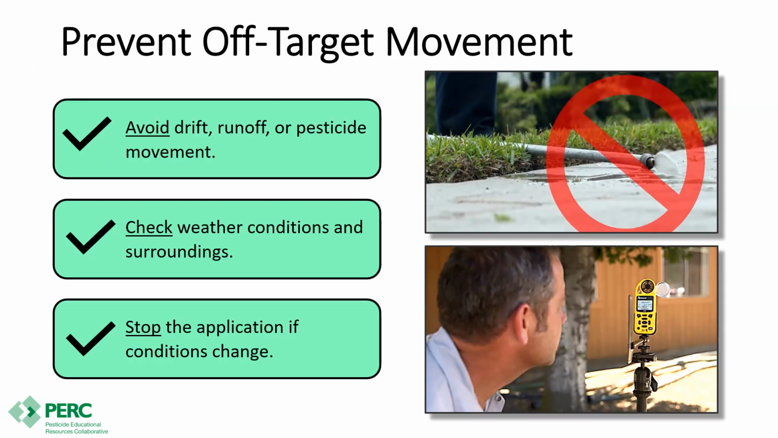Avoid drift, runoff, or pesticide movement away from a target site at all costs. Always check weather conditions and your surroundings before making an application to determine if it could cause harm or damage to people or property. If an application cannot be made without the potential for harm, then it must be avoided or stopped. Take extreme care and follow all of the protections and restrictions on the product label. Off-site movement of pesticides is a violation of pesticide laws.